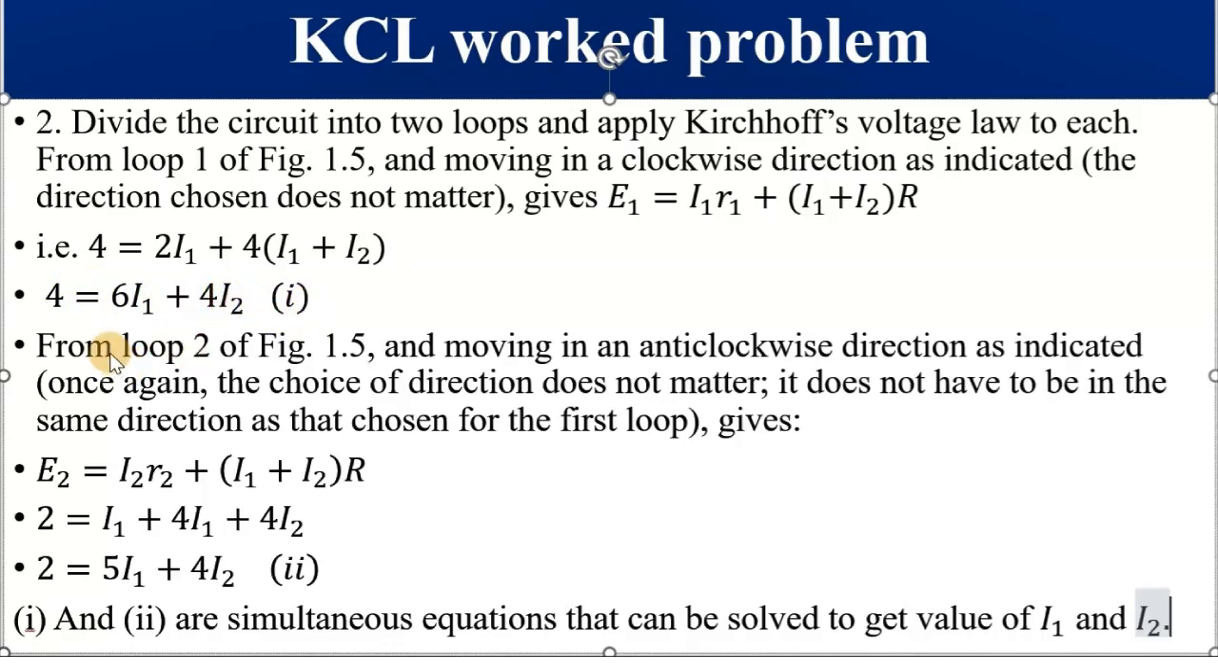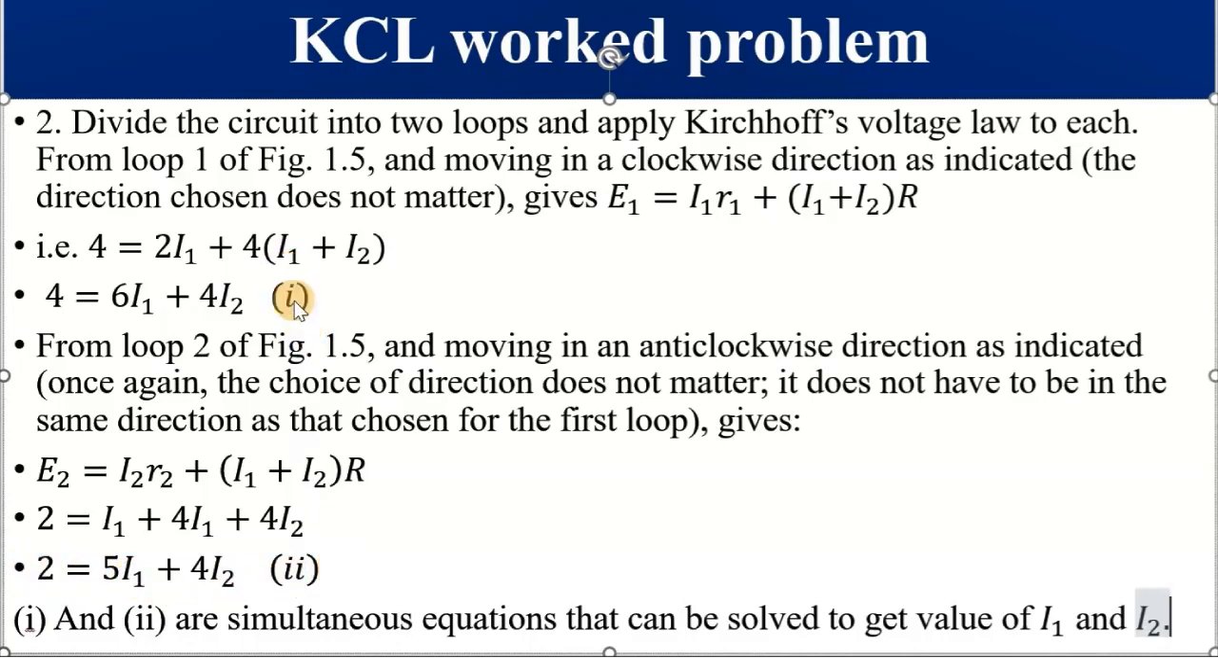Then let's go to loop 2, and this time we are going to move in an anti-clockwise direction following conventional flow of current. In loop 1, we proceeded in a clockwise direction. As I said, the direction doesn't matter. And we are saying source number 2, E2, is equal to I2 R2 plus the sum of I1 plus I2 times R. And if you simplify, you are going to end up with another equation: 2 is equal to 5I1 plus 4I2.